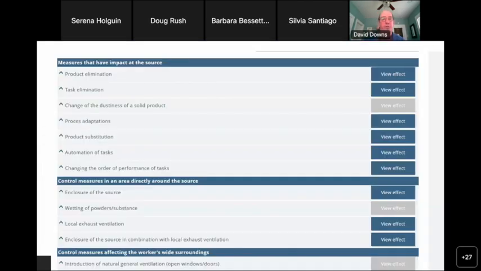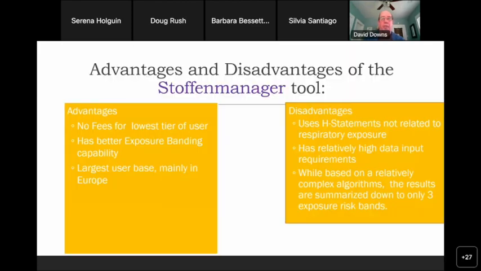They also provide you with some ideas and tools that can be used to reduce that impact. Similar to the COEH Essentials, they provide some guidance on what can be done to reduce the exposure risk as well. So it's a nice tool. There are no fees for the lowest tier of user. It has better exposure banding capability. It does have a large user base, mainly in Europe.